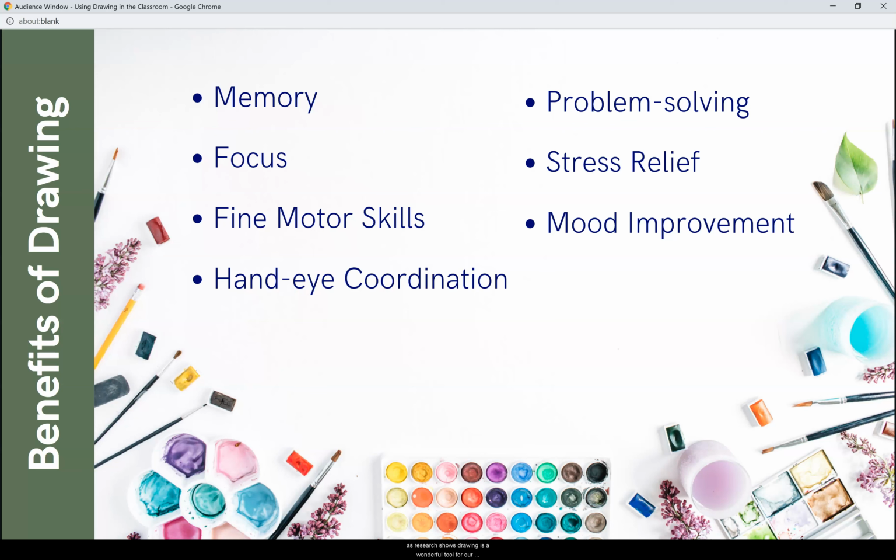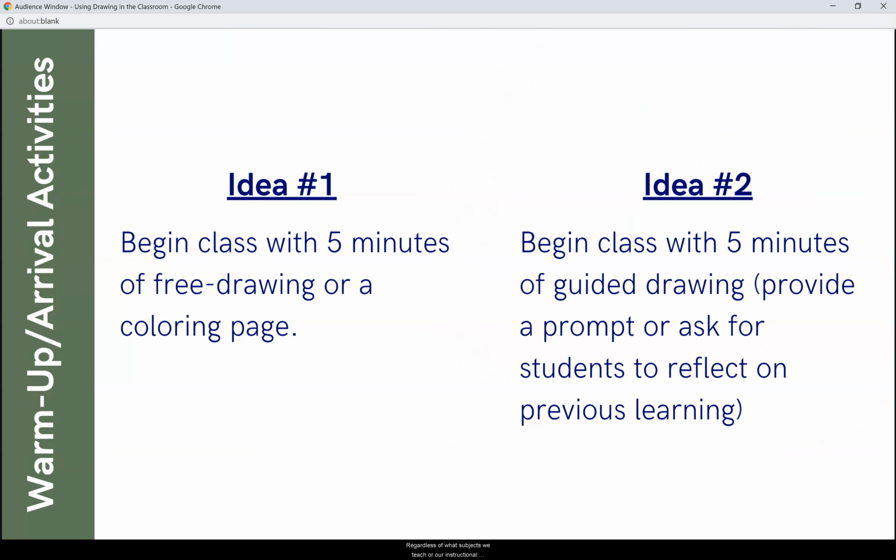Fortunate because, as research shows, drawing is a wonderful tool for our minds. Drawing helps us remember, it helps us focus, it develops fine motor skills and improves hand-eye coordination, it improves our problem-solving skills, it provides stress relief, and it lifts our moods. And none of these benefits are dependent on having artistic talent. Regardless of what subjects we teach or our instructional modality, there are ample opportunities to give students access to drawing exercises. Let's take a look at some of these opportunities.